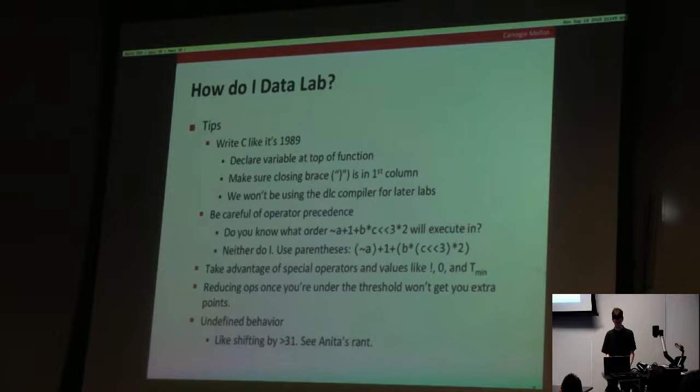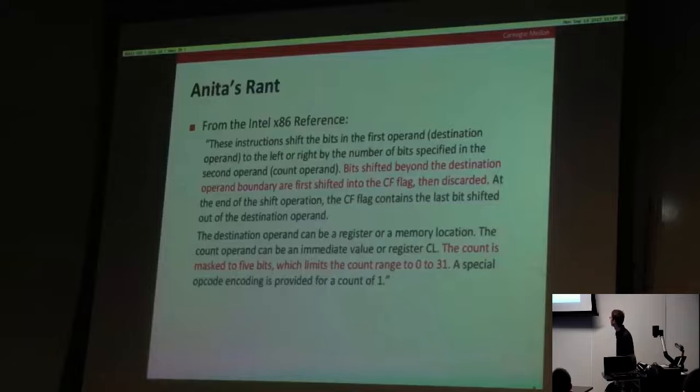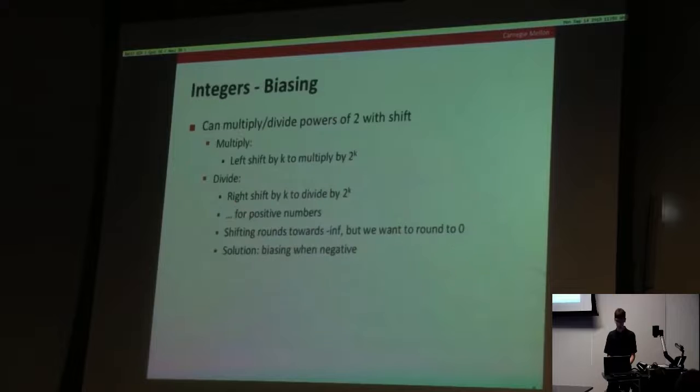Also, you should worry about undefined behavior. Bit shifting by greater than 31 bits or by a negative number of bits is undefined. Here's a little bit of an excerpt from the x86 reference about what shifting by more than 31 does. It just takes those extra bits and puts them into a flag, and whichever one happens to be the last one that got thrown away just ends up in the flag in the end. And then your program will execute differently if that flag is used somewhere later along the line. So you should worry about that and make sure you don't do stuff that's undefined. And there's some assumptions that you can make. In bits.c, it tells you about some assumptions you can make about the behavior.